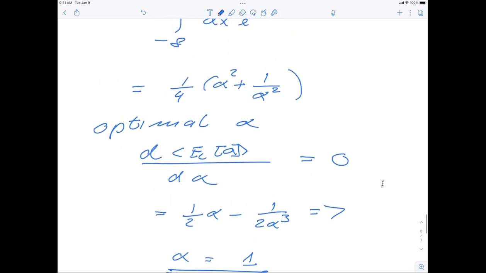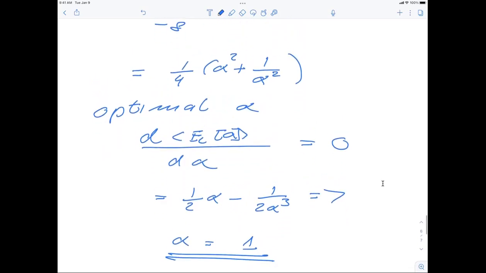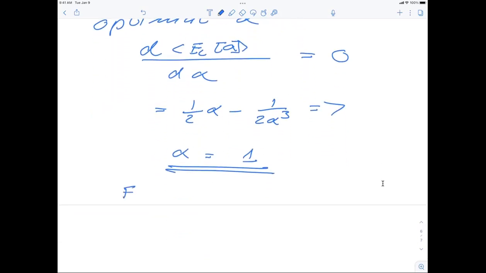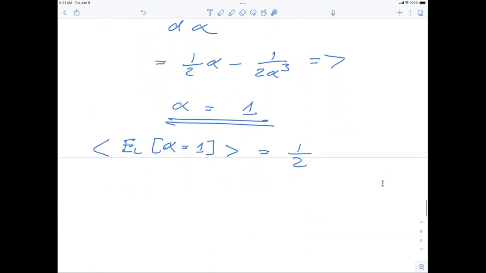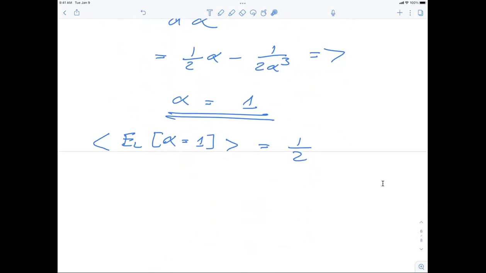And if I plug in alpha equal to 1 into this expression here, what we are then going to get is that the energy, in this specific case, E_L of alpha equal to 1, is equal to 1/2 here. So I'm just going back to the expression which you see here now, and I'm going to plug in alpha equal to 1, and then I simply end up with the answer, which says that in these dimensionless units, the energy is equal to 1/2.